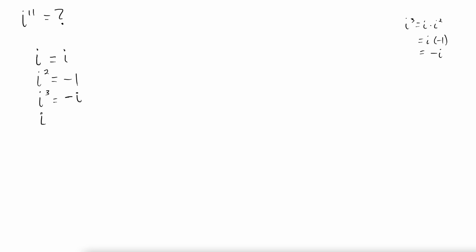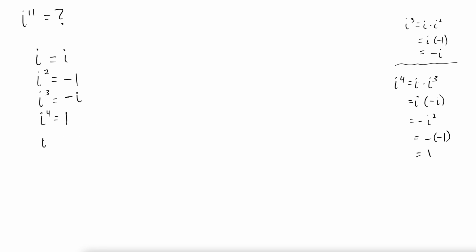All right, i to the 4th. Let's go off to the side again here. i to the 4th is just i times i cubed. But we already decided that i cubed is -i. So that's i times -i. Well, that's -i squared. We know that i squared is -1, and a negative times -1 is +1. So now we're back to 1 again.